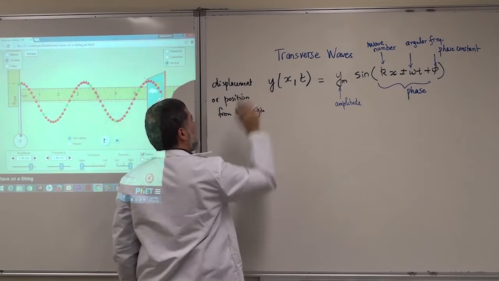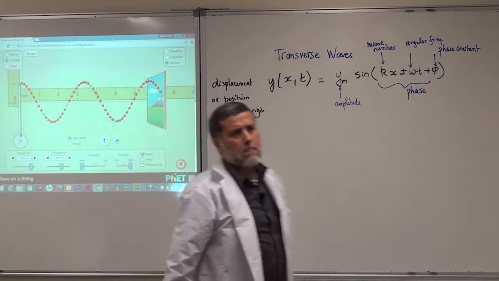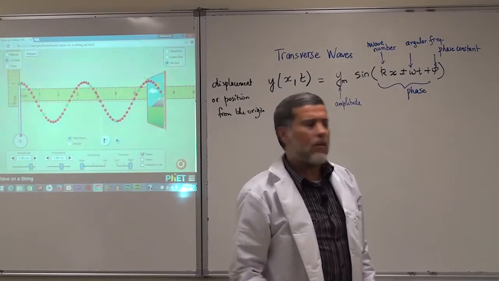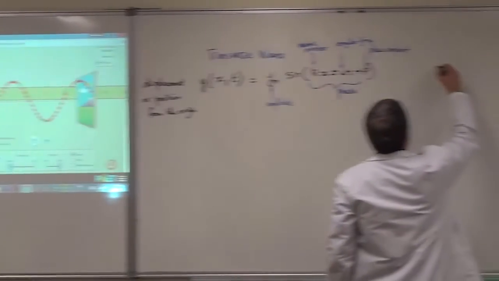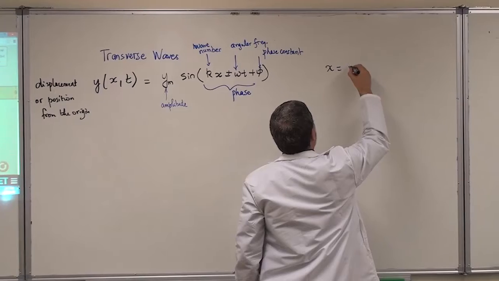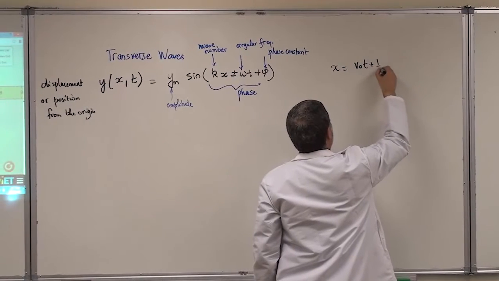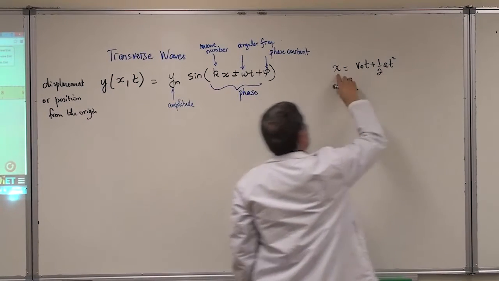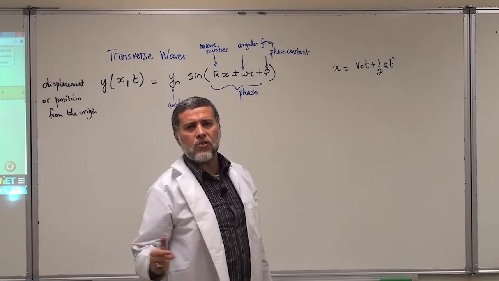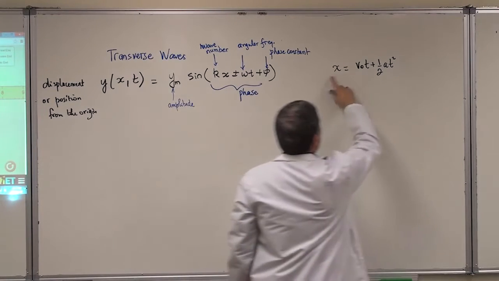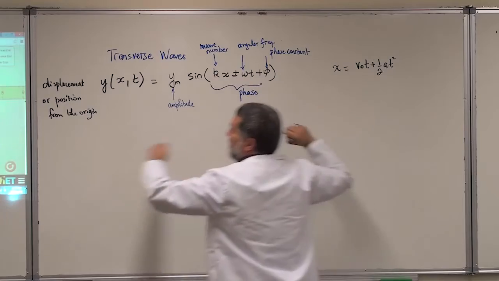That's the displacement. This is exactly like Physics 101. You have seen an equation like this: x equals v0t plus half at squared. What was this x here? It was the position or displacement from the origin. So this is for waves.